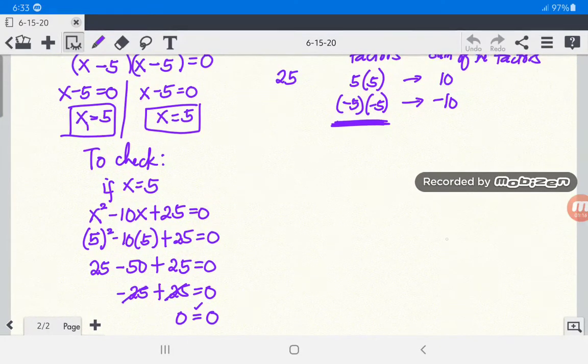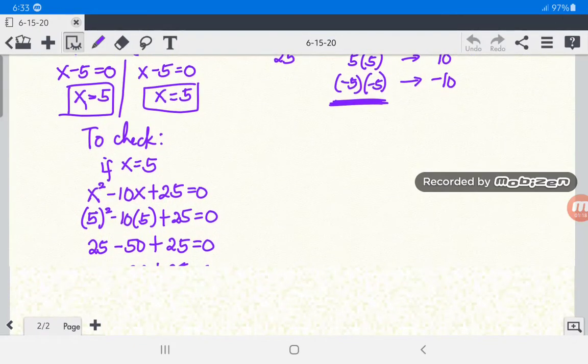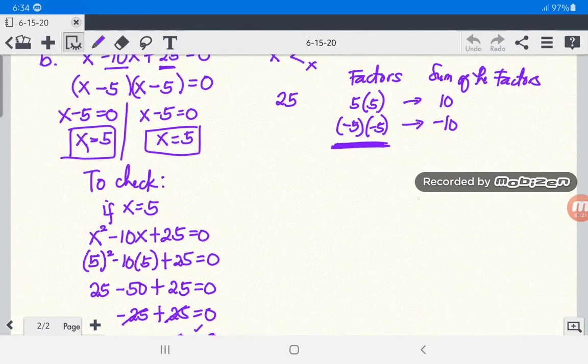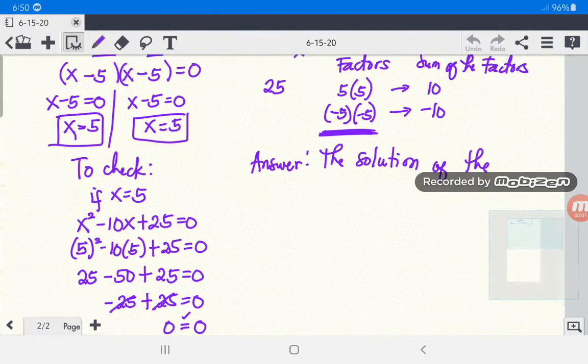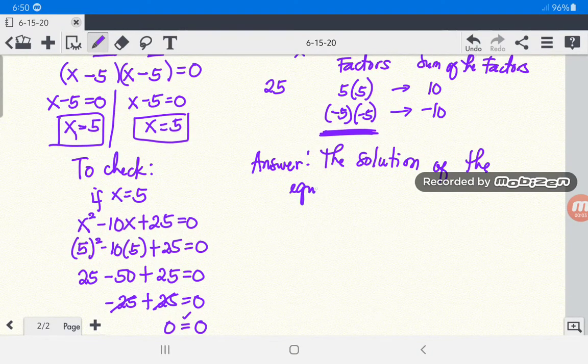Therefore, since there is only one solution, which is positive 5, then you can say that the solution of the equation x squared minus 10x plus 25 equals 0 is x equals 5.